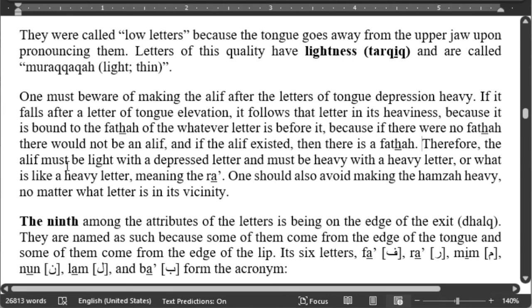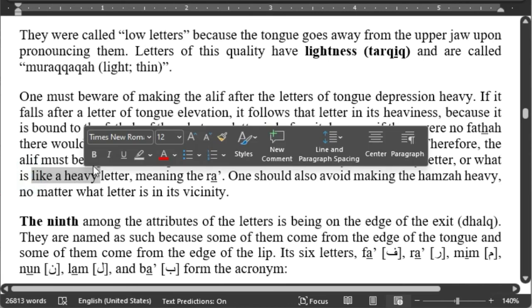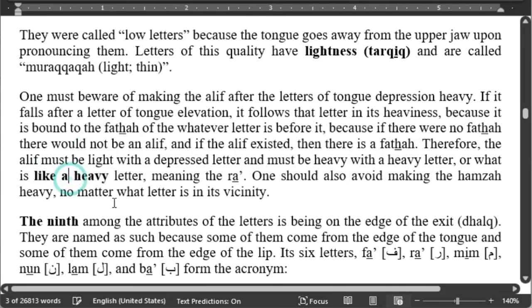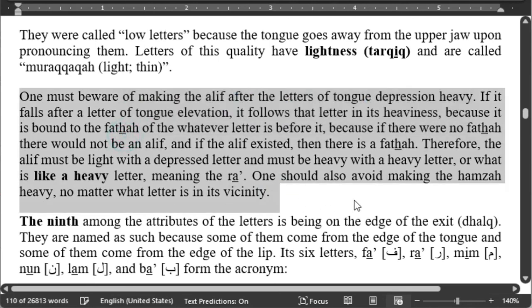Therefore, the alif must be light with a depressed letter because they're light letters, and it must be heavy with a heavy letter, or what is like a heavy letter, that's ra. One should also avoid making the hamza heavy no matter what letter is in its vicinity. So that's a notice there. Alert.